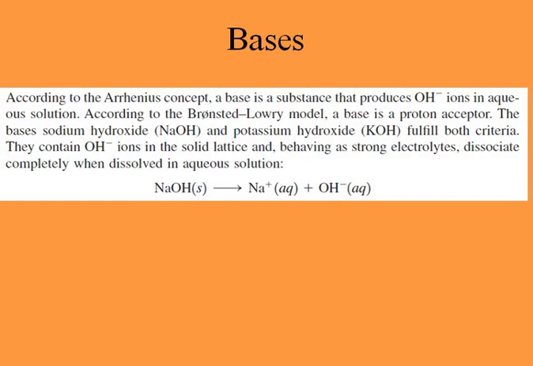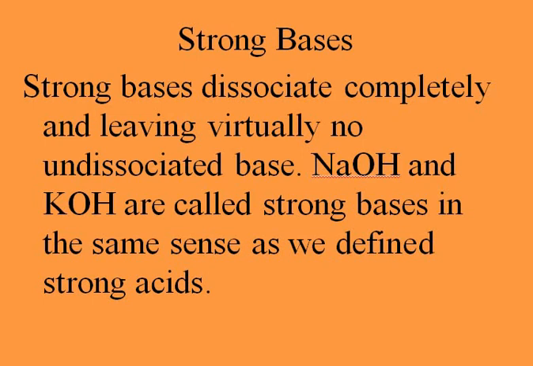The bases sodium hydroxide and potassium hydroxide fulfill both our criteria. They contain hydroxide ion in the solid lattice and behave as strong electrolytes. They dissociate completely when dissolved in aqueous solution. So we have NaOH gives Na+ plus OH-. Strong bases dissociate completely, leaving virtually no undissociated base.